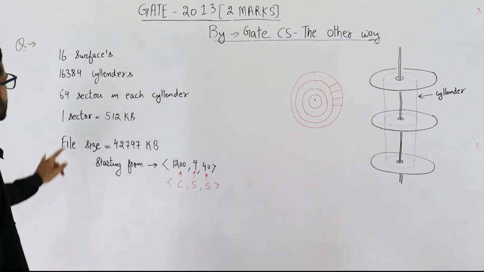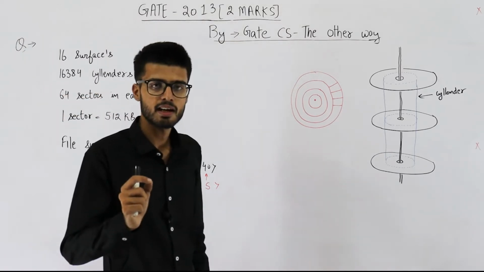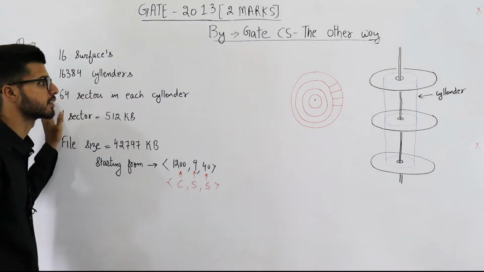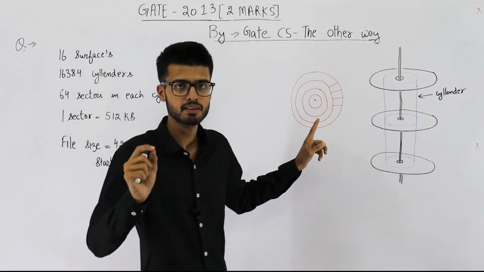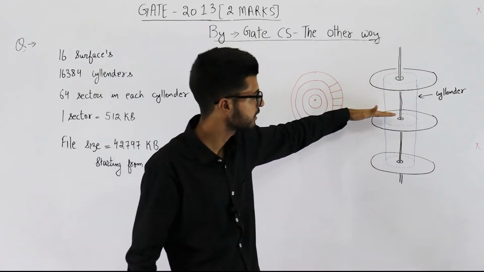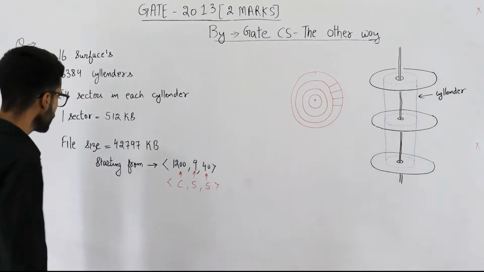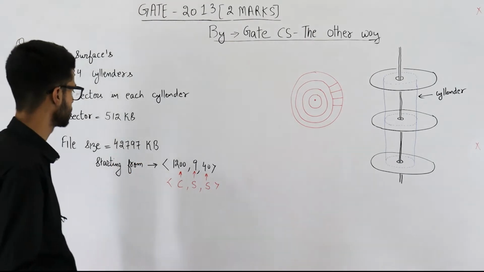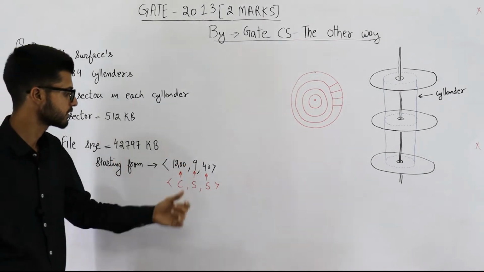Okay, let's continue ahead. Each cylinder has 64 sectors. Actually, a cylinder will have 16 multiplied by 64 sectors. What they mean by this line is that each cylinder has 64 sectors on one surface. Okay, 64 here, 64 on its lower surface, then 64 here, 64 on its lower, so on till all the 8 platters. So this is the file size, that is 42,797 KBs. You want to save this file starting from this address.